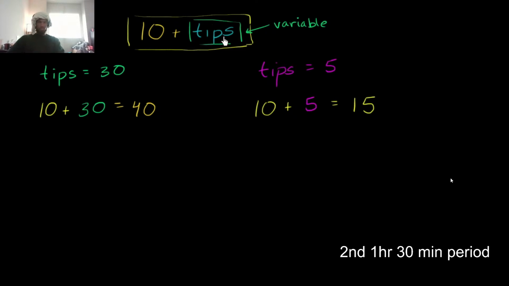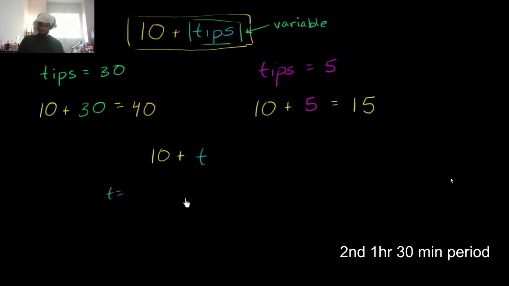Now, you won't see whole words typically used in algebra as variables. We get lazy, and so instead we tend to use just easier to write symbols. And so in this context, instead of writing tips, maybe we could have just written 10 plus t, where t represents the tips that we get in an hour. And so then we would say, okay, what happens when t is equal to 30? Well, then this evaluates to 10 plus 30, which would be 40. What would happen if t is equal to 5? Well, then this would evaluate to 10 plus 5, which is equal to 15. Now, I want to be clear.